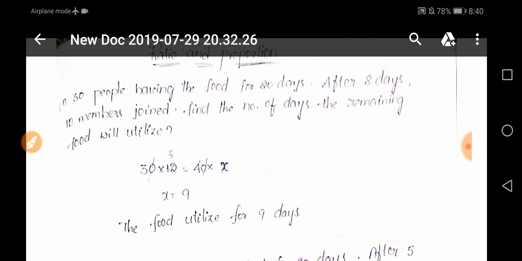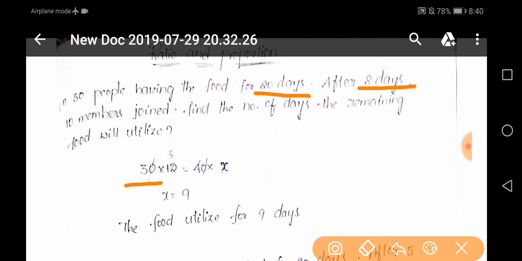So how? We'll see. 30 people are there, and it is for 20 days, but after 8 days they have joined. 20 minus 8 is 12, equals, how many members joined? 10 members. Initially how many members are there? 30 members, right? 30 plus 10 is 40 into x. So the 0s get cancelled, and 4 1s are 4, 3 3s are 9. So the food will last for 9 days.